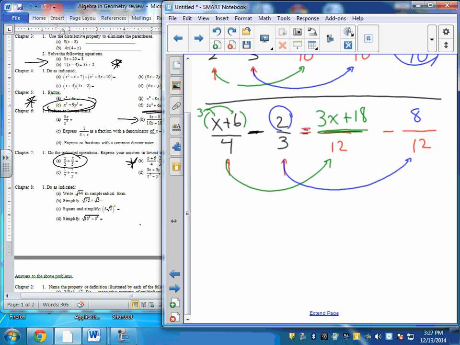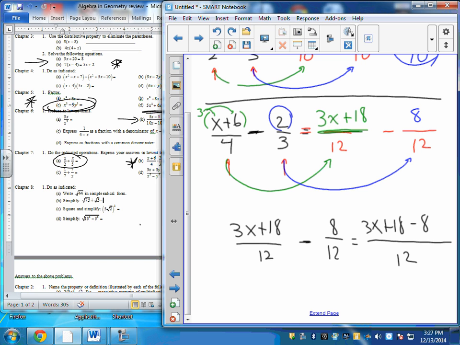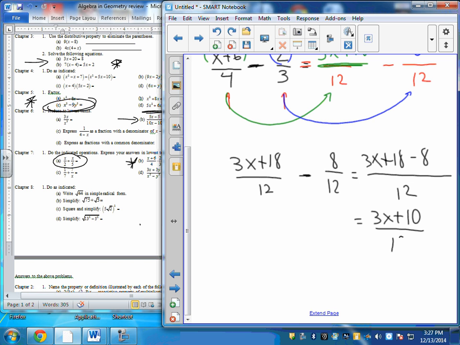I'll scroll down here just a little bit. We have 3x plus 18 over 12, and we're subtracting the 8 over the 12. Common denominator is 12, and so we have 3x plus 18 minus 8, and then just the like terms, the constants there: 18 minus 8 is 10, still over 12. And that would be it. Nothing reduces. There's no common factors. That would be the answer to that problem.